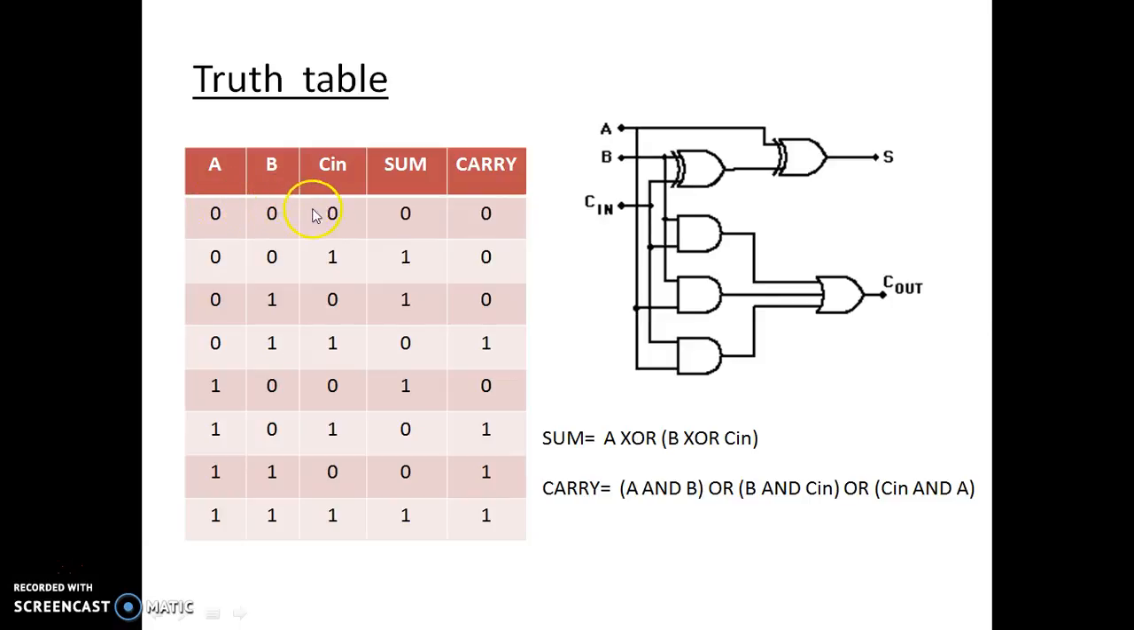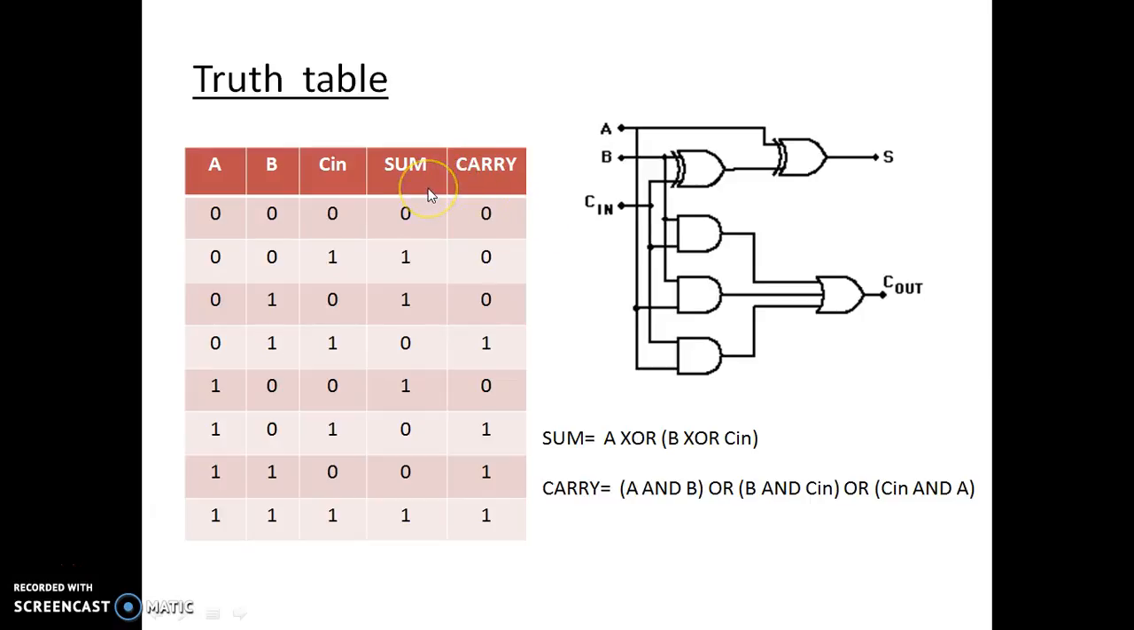Now how to calculate this? We have to just add these 3 input bits. So in first combination A is 0, B is 0 and C is 0. So if we add these 3 bits, we get sum 0 and carry is also 0. In next combination, A is 0, B is 0. So if we add both the zeros, we get 0. Now this 0, if we add with this 1, we get sum as 1 and carry is 0. So like this, we have to add these inputs and calculate corresponding sum and carry values.